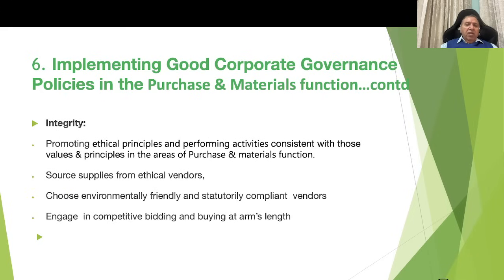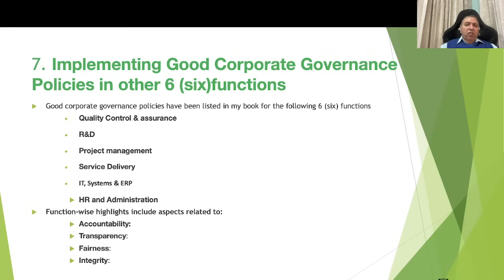Integrity. Promoting ethical principles and performing activities consistent with those values and principles in the areas of purchase and material function: source supplies from ethical vendors only, choose environmentally friendly and statutory compliant vendors, and engage in competitive bidding and buying at arm's length. These are the 4 pillars of corporate governance to be implemented in the purchase and materials function. Now there are other 6 functions which I have highlighted, like quality control and assurance, R&D, project management, service deliveries, IT system, ERP, HR and administration.